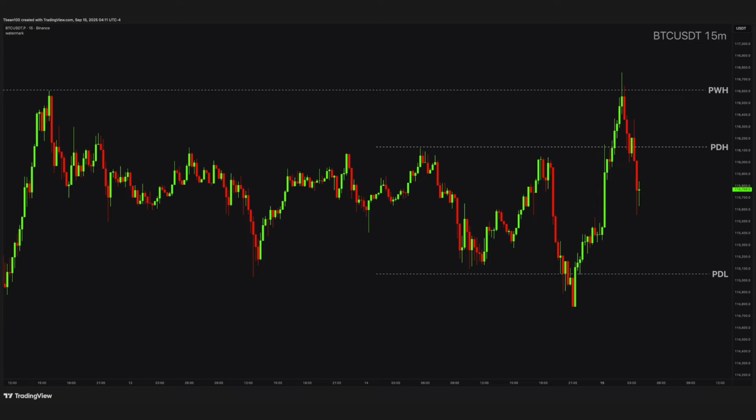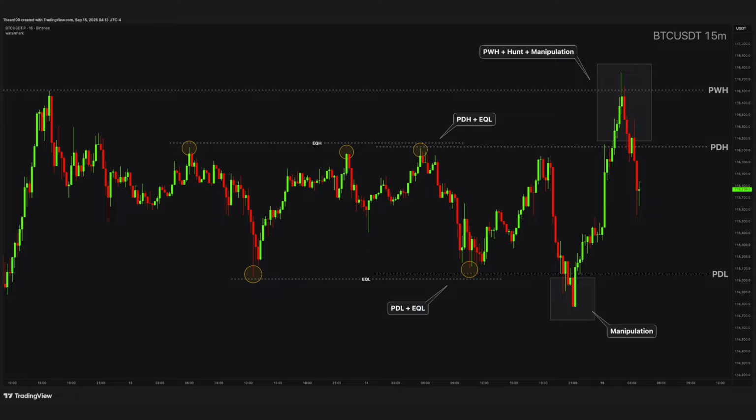As you can see in this Bitcoin chart, the price first hunted the PDL or the previous day low before quickly rallying back above to take out the PDH, which is the previous day high, along with the previous week's high levels. At the top, we also have these equal highs forming together with the PDH, creating a clear point of interest. And down below, we can see the PDL combined with the equal lows, giving us another strong level to watch.